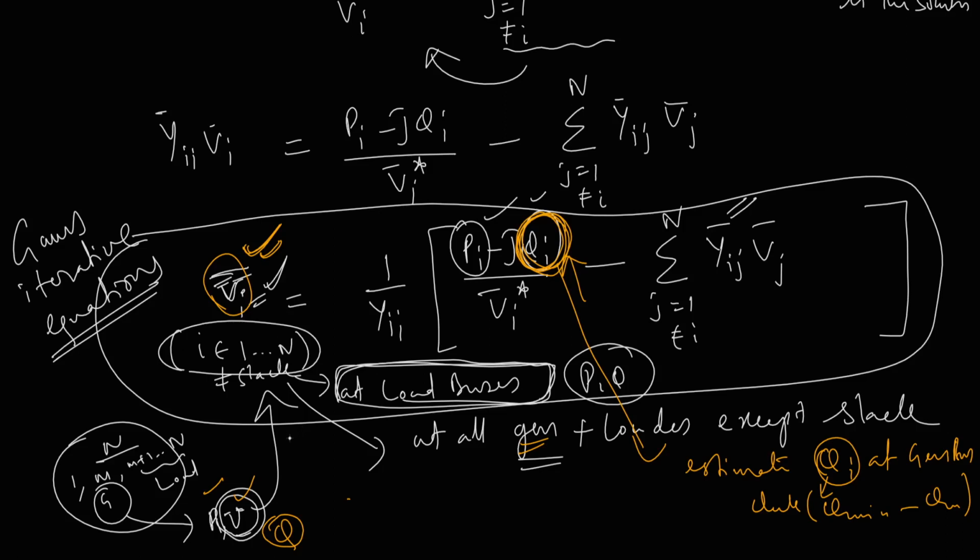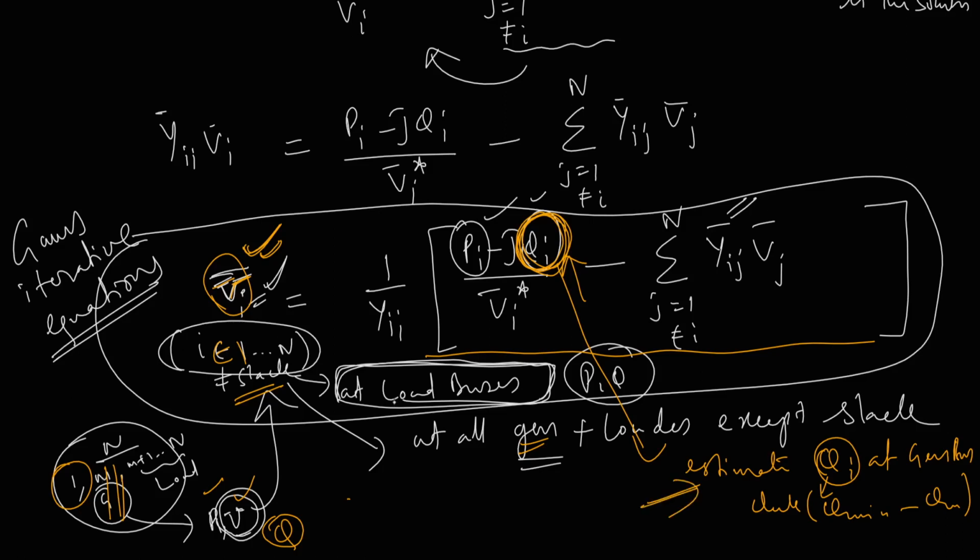But what I want to say is, if there are no generators in the system, all load buses and only one slack bus, then these equations are valid. That is, Vi equals this entire equation applied to i equals 1 to n except slack, gives me the bus voltages of all the load buses. But when it comes to a generator bus, then we have to check like this.